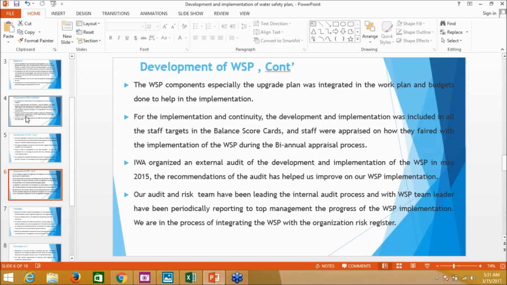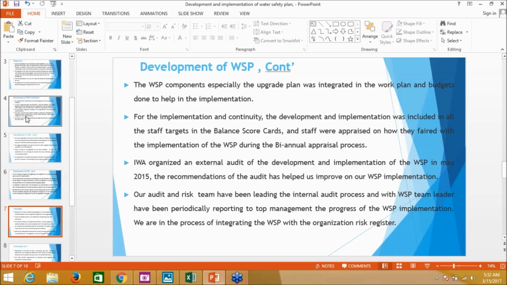IWA also organized an external audit in May 2015, just to take stock of what we've done so far. And the audit findings and recommendations also helped us to improve further the development and the implementation of this plan. And this also made it easy to have the top management look at what is going on. Because from that point, even the internal processes like internal audit and risk management took it as part of their job, following up on the implementation of the water safety plan as their normal day-to-day operations.